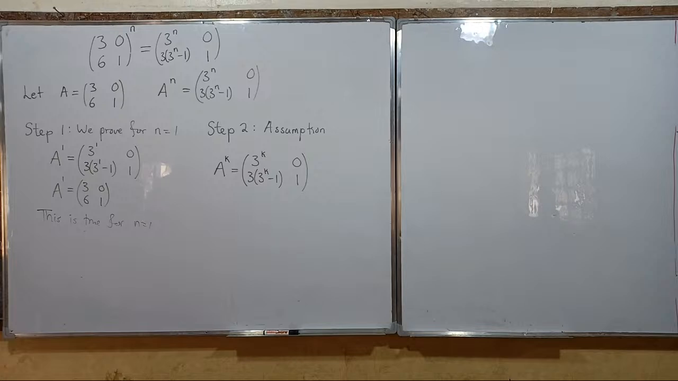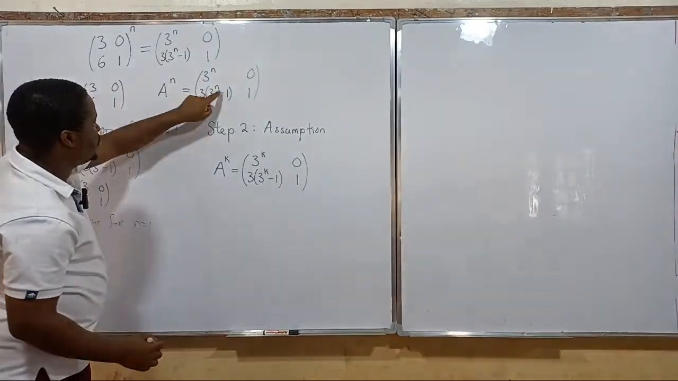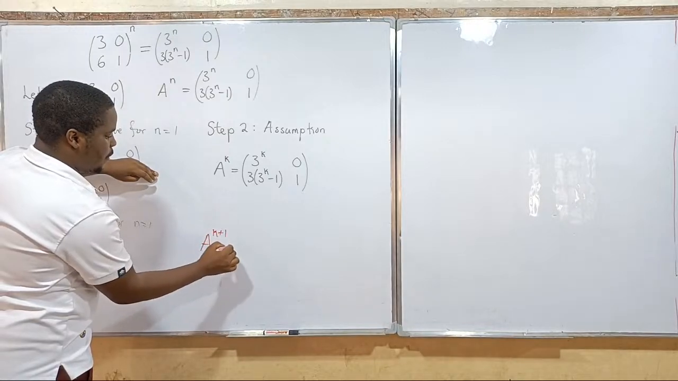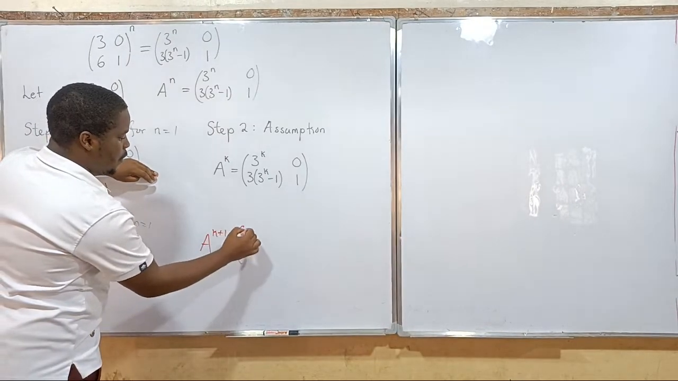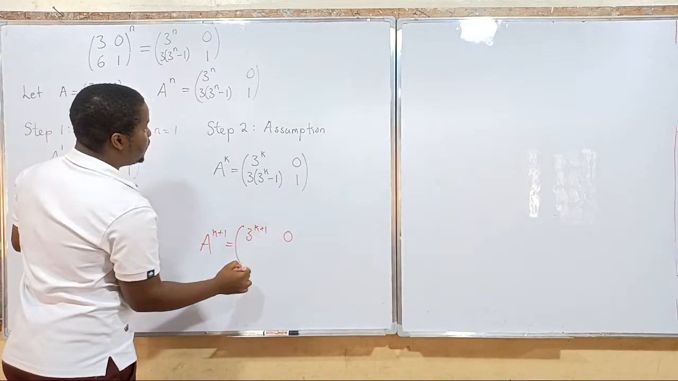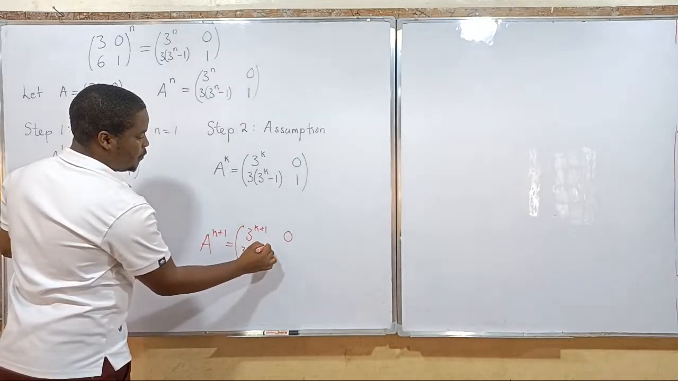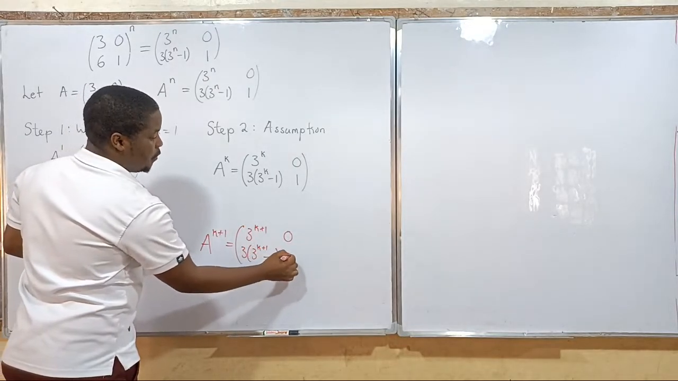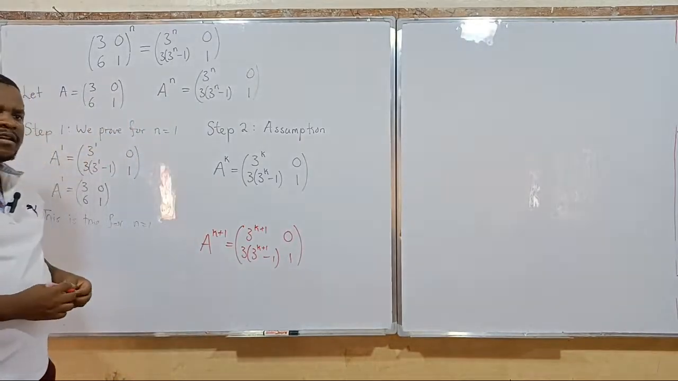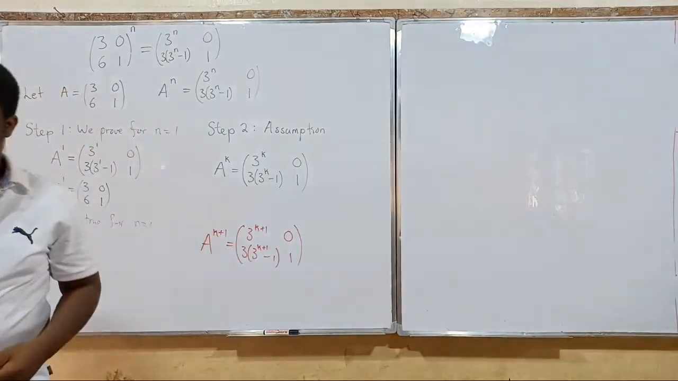So let's write it somewhere separate. Where there's n, you replace with what? k plus 1. So A to the power k plus 1 is equal to [3, 0; 3 to the power k plus 1 minus 1, 1], written as 3, open bracket, 3 to the k plus 1 minus 1, then 1. The whole point of having this is so that when you are done solving, you will see that it's the same as this, then you conclude that it is true by induction.